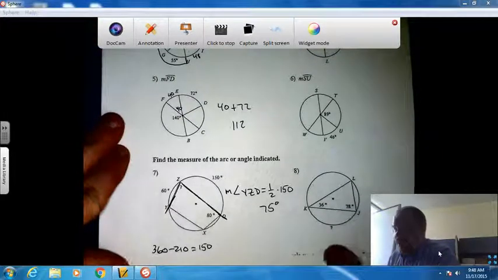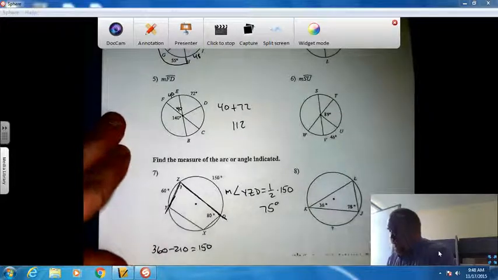Okay, so that's page 56A. Going over to 56B.